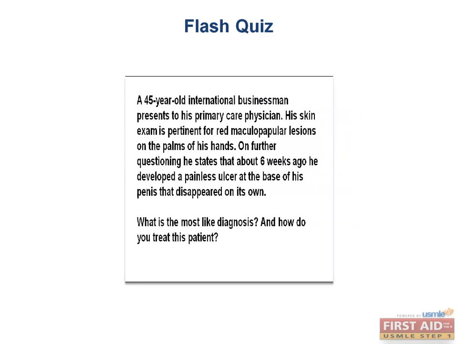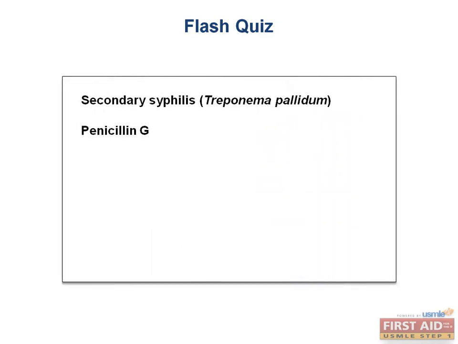So our patient has classic symptoms of secondary syphilis, which is caused by the spirochete Treponema pallidum. He has a palm and sole rash and a history of a recently healed painless chancre. Treatment is with penicillin G.